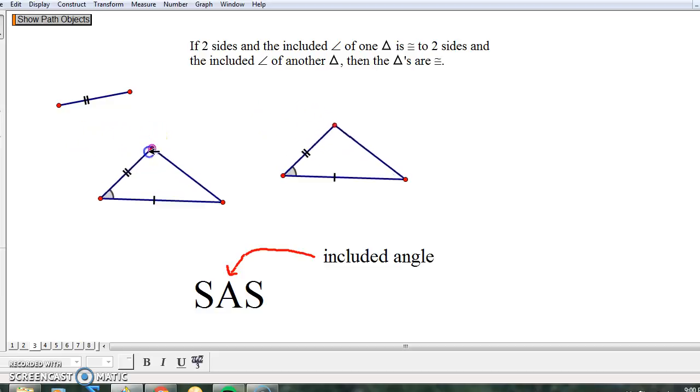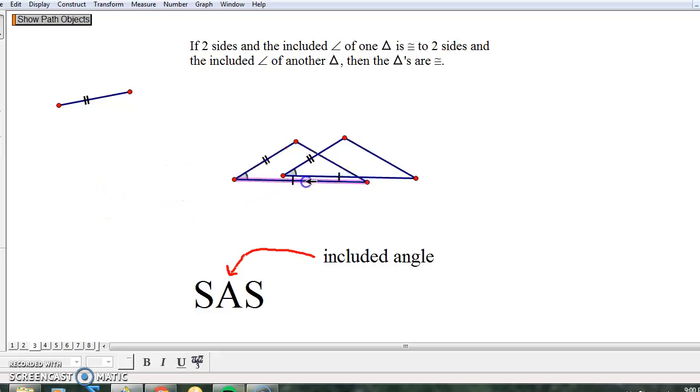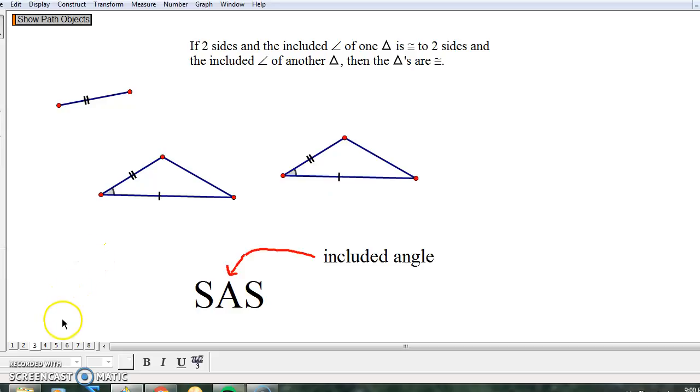And you can see that even if I change any one of these 3 things, the 2 triangles are going to be, in fact, congruent. Let's see, if I can grab that one and move it, you can see that they're going to be congruent. So we know that this is also a shortcut, or a theorem or a conjecture, that says that if 2 sides and the included angle of one are congruent to 2 sides and the included angle of the other, the 2 triangles must in fact be congruent.